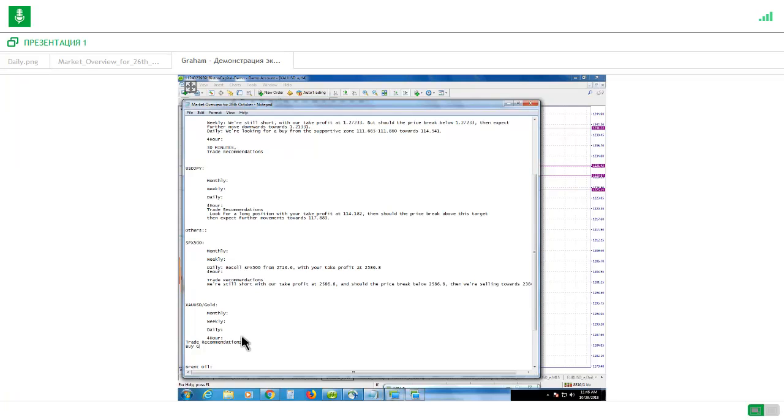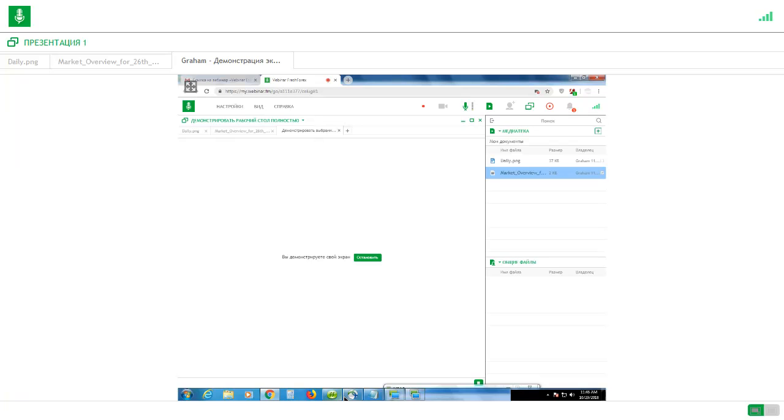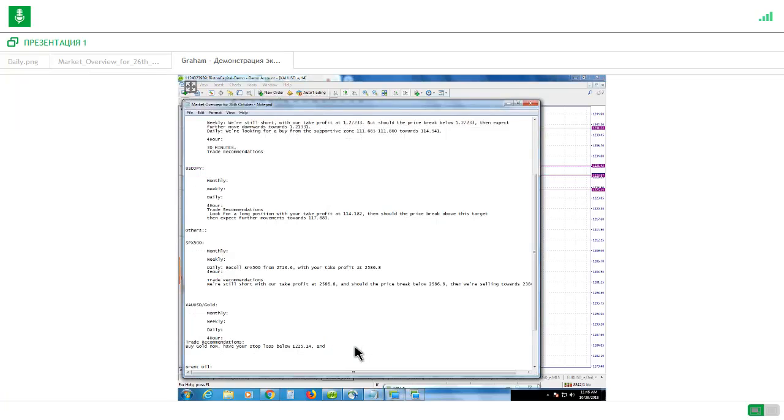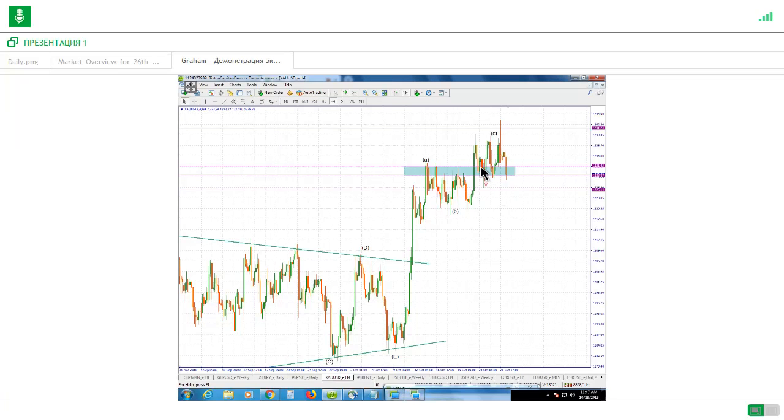We need to say that on the gold market, you should buy now. Trade recommendation: buy gold now. Have your stop loss below 1225.14, and then we should have take profit at 1241.24.